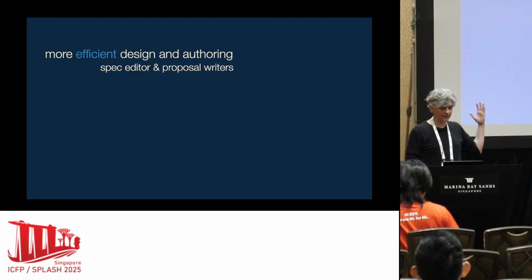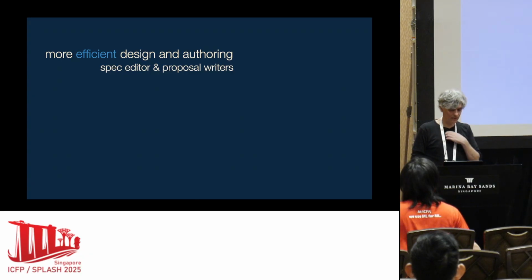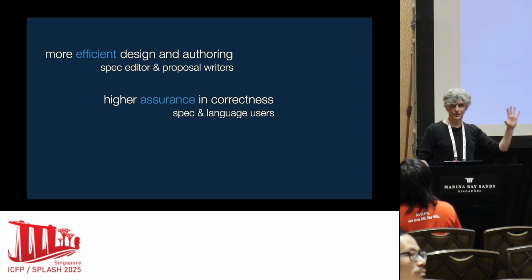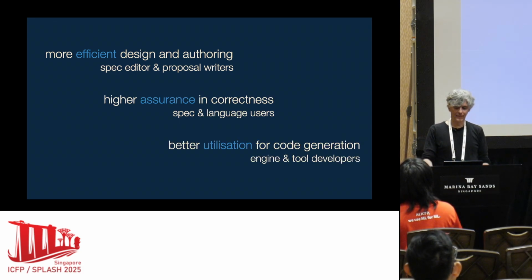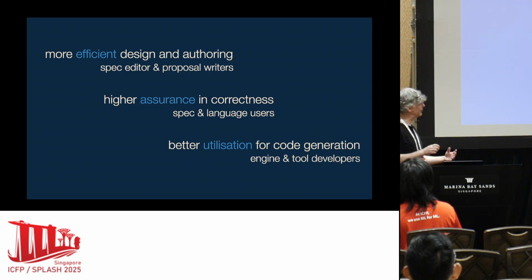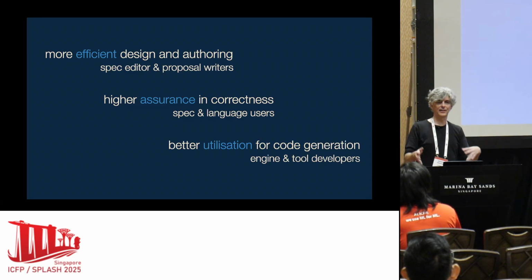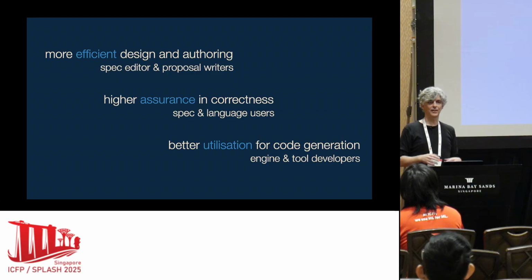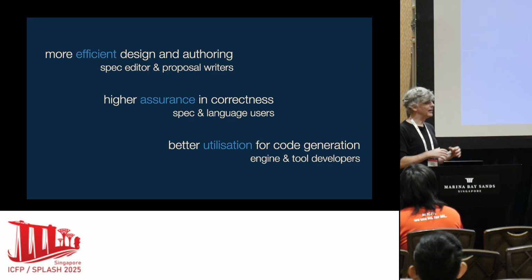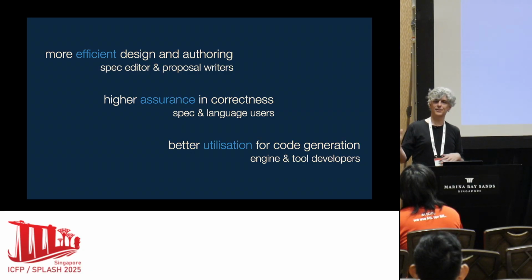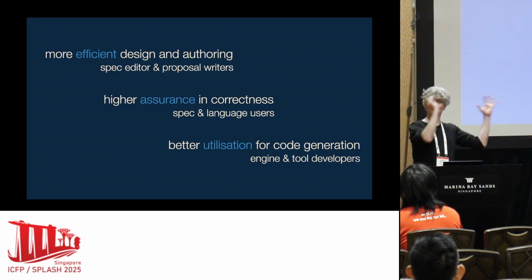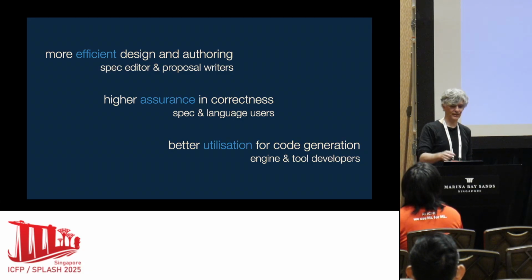Why this is so useful, or what we get out of it, is more efficient design and authoring, which benefits proposal writers and spec editors. Higher assurance, as I mentioned before. And we also hope, as a third thing, that in the future other tools can make use of this machine-readable form of specification. There are already some in the making. Dongjun, for example, is working on a test generator. This would be a smarter fuzzer that doesn't just randomly fuzz WebAssembly code, but actually understands its semantics, so it can take that into account.